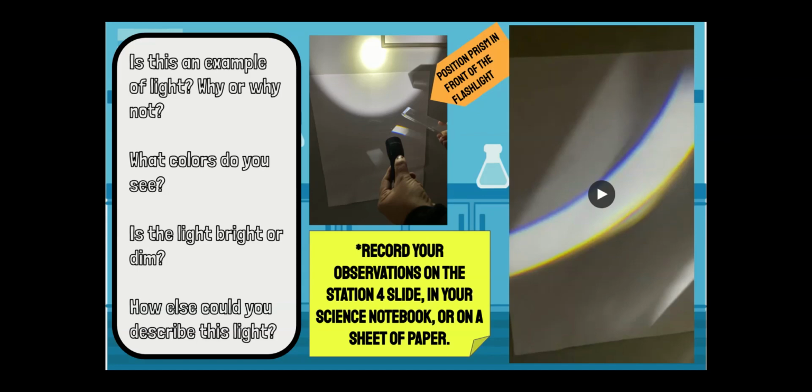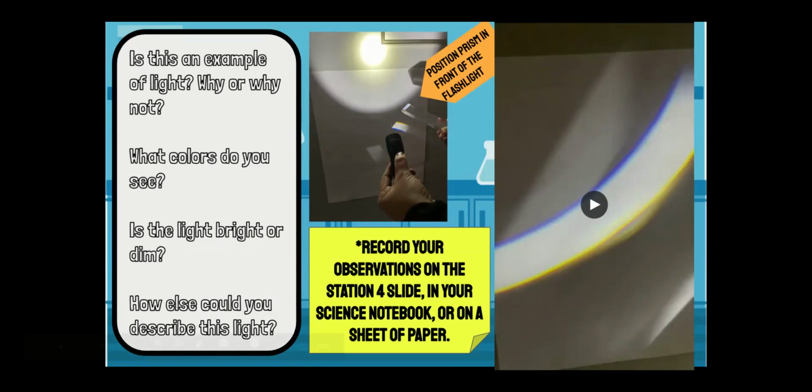What colors do you see? Is the light bright or is it kind of dim? How else could you describe the light? And I want you to write any responses or observations that you're realizing or noticing in the station 4 slide in your slideshow. Or if you feel more comfortable using a science notebook or a sheet of paper, you can jot your observations down on there as well.